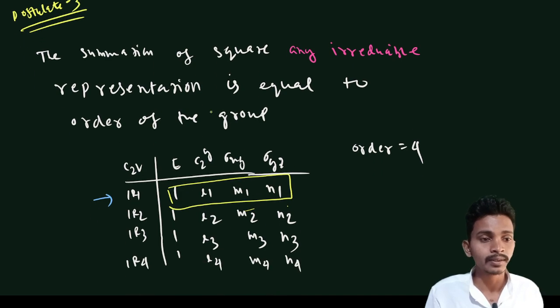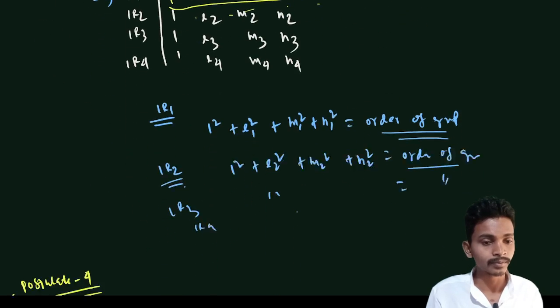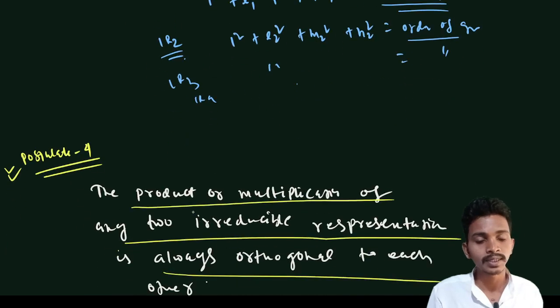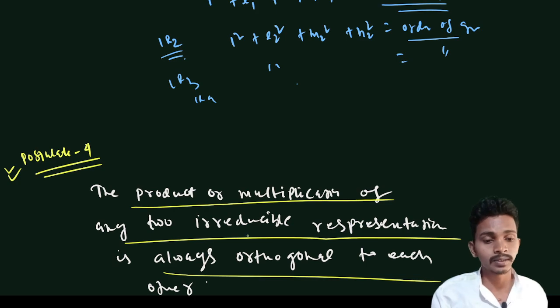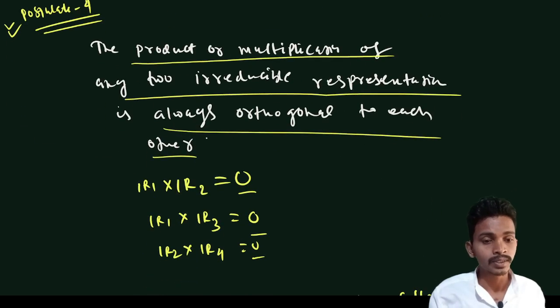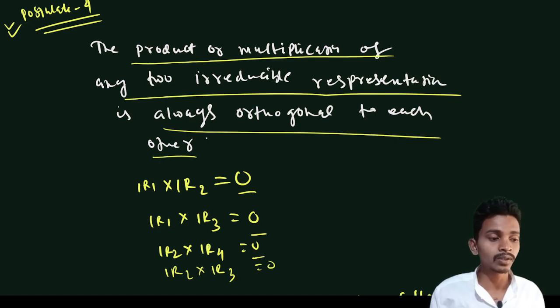Any irreducible representation, whether IR1, IR2, or any other, if you add its characters, you should get the order of the group, 4. We have explained that here. Postulate 4 says that the product of any two irreducible representations is always orthogonal to each other. That means IR1 into IR2 equals 0, IR1 into IR3 equals 0, and IR2 into IR3 equals 0. They are orthogonal to each other.